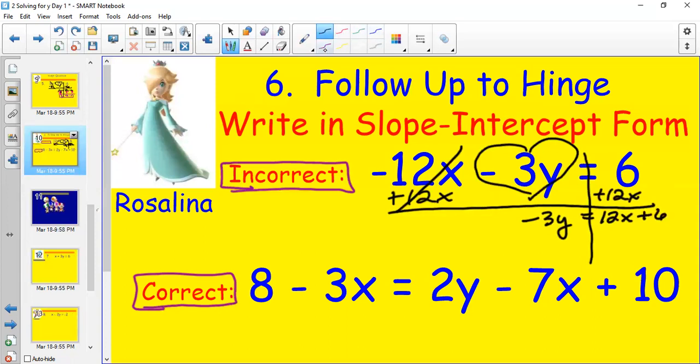And last, I would divide it by my coefficient. And remember, divide everything by that coefficient. And this one, you have to be careful of the signs. So I have just y. 12 divided by negative 3 is negative 4x. 6 divided by negative 3 is a negative 2. Again, positive divided by negative. That would have been our answer to the first one: y equals negative 4x minus 2.